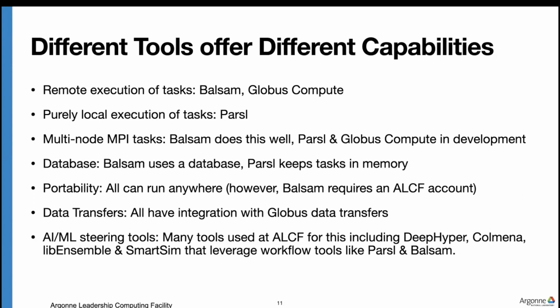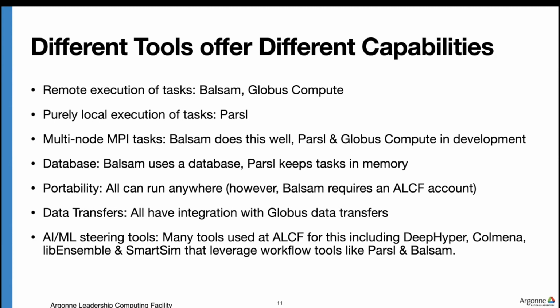So if you want something that has remote execution of tasks, Parsl is not your choice. You need something like Globus Compute or Balsam. If you want something purely local and you don't want to be communicating with some server or anything like that, Parsl is entirely local, so that might be a choice for you. If you need to be able to run multi-node MPI tasks, Balsam does this really well. Parsl and Globus Compute have some functionality in this direction. They are currently developing a much more robust capability in this area, I know. So stay tuned for those tools.